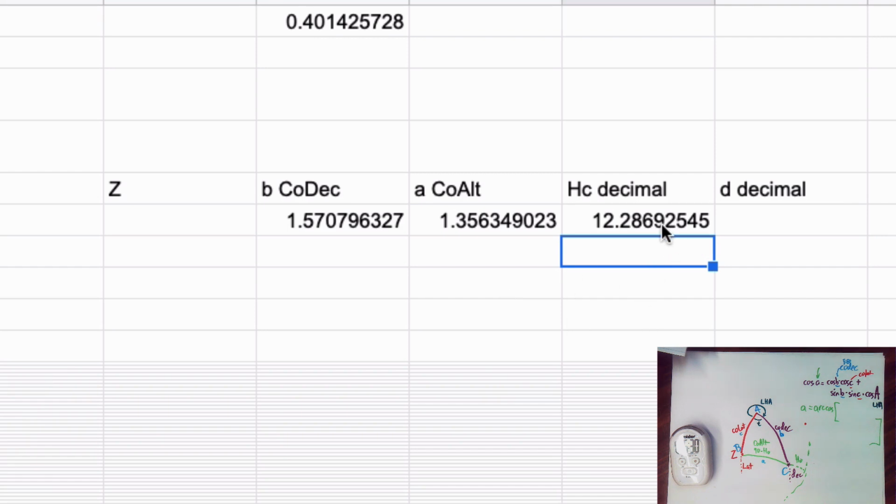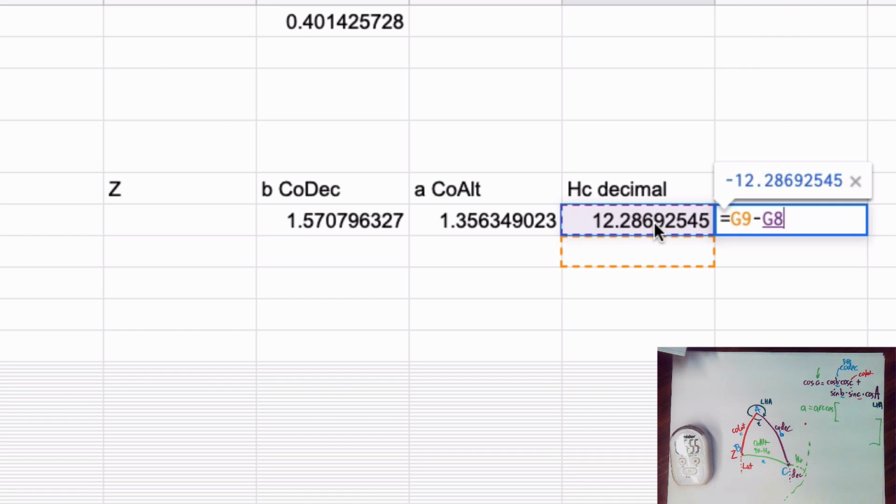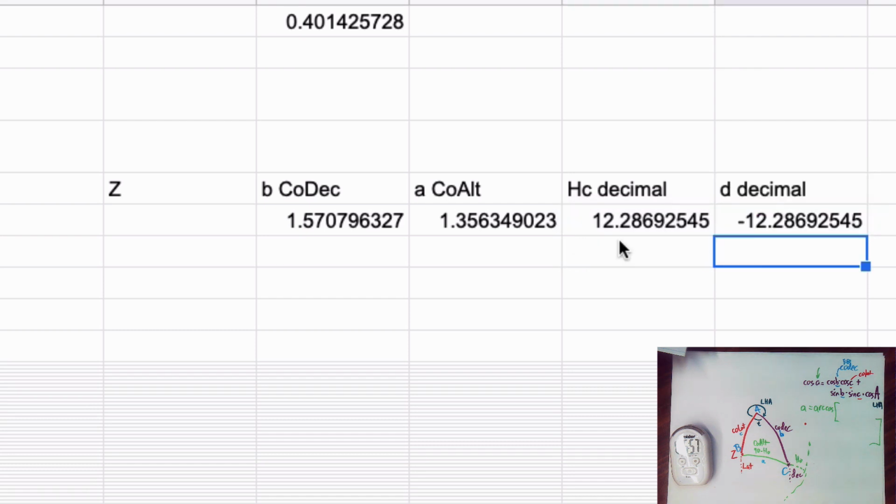Okay. Now the decimal is going to be comparing this h sub c to the next one. So you guys know that deltas are always later minus initial. So we're going to say equals. We're going to click here, even though G9 doesn't have a formula yet, we're going to be filling down pretty soon, and then we're going to subtract the initial value. So G9 minus G8. And of course, that's now a negative, but as soon as we start filling down, this is all going to make sense.